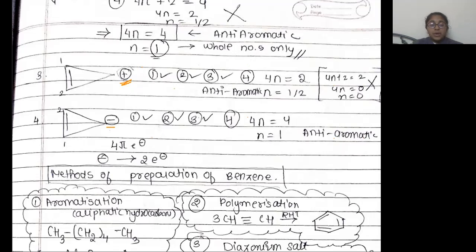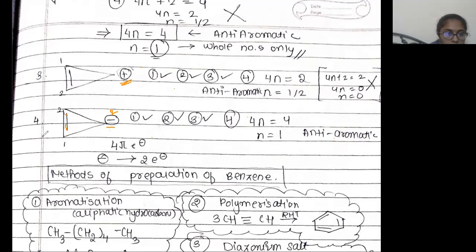Minus sign implies the formation of 1 more bond, which includes 2 electrons. So whenever a minus sign is there, add 2 more electrons. So 4n is equal to 4 we'll have, that is 2 electrons from this minus sign and 1 and 2. So 4n is equal to 4, n is equal to 1. So it is anti-aromatic. Why? Because I use the formula 4n. When I use the formula 4n plus 2, it is aromatic.